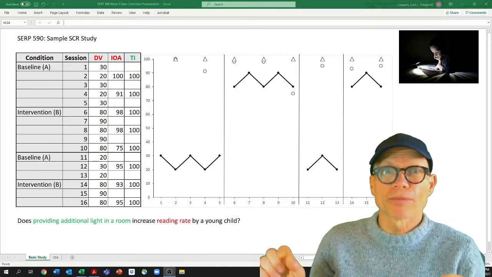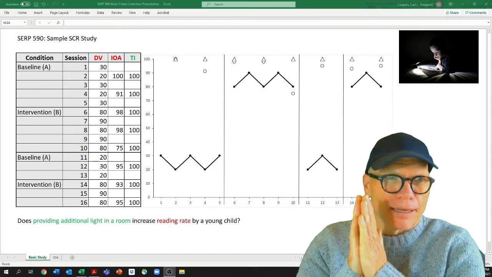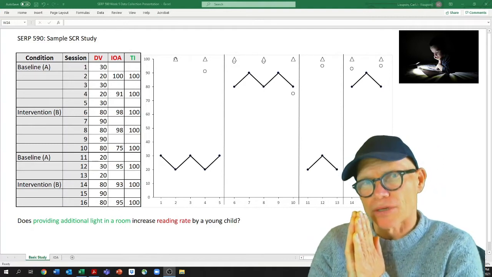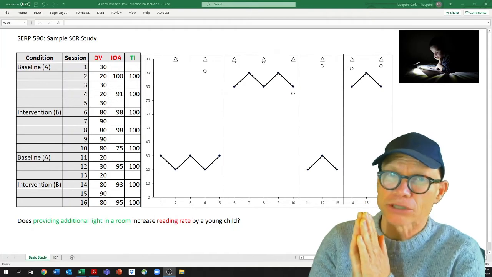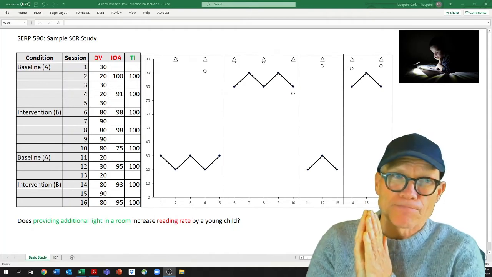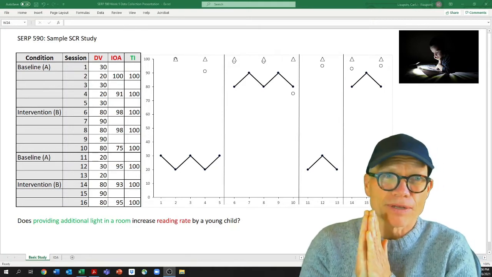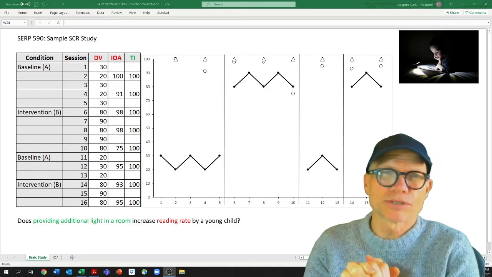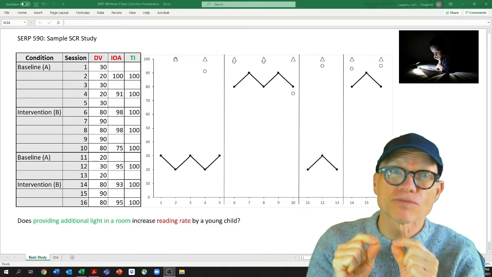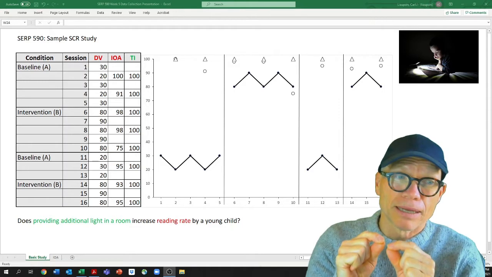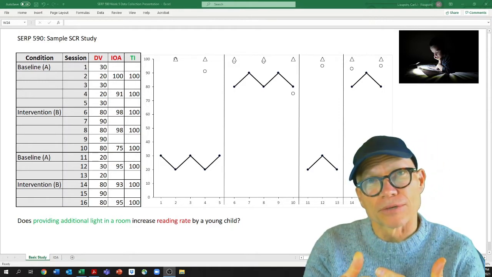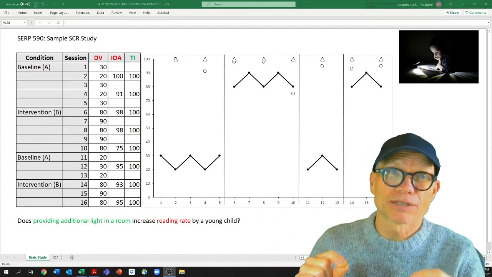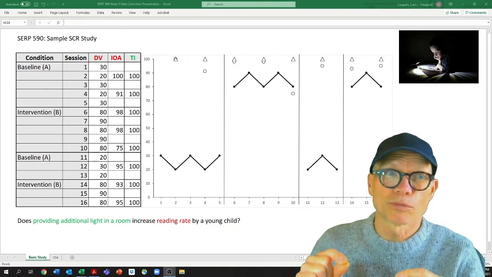Okay? So if you'll remember in this goofy study, I am using the research question, does providing additional light in a room increase reading rate by a young child? And in this study, during baseline, we have a very dim light in the room, and we ask the child to read a passage from a book, and the dependent variable is words read per minute. And in the intervention, or the B phase, we are turning on bright lights, and then we ask the child to read a passage from a book, and we record the words read per minute.